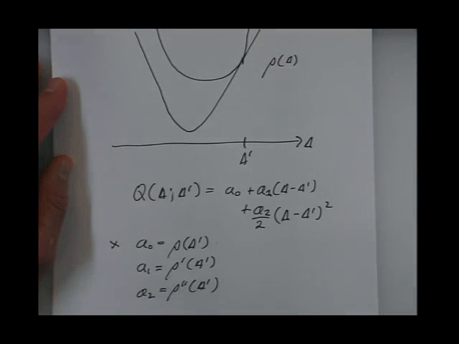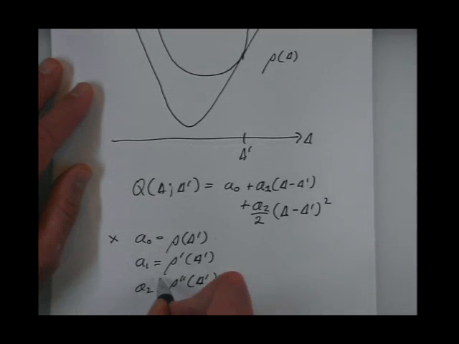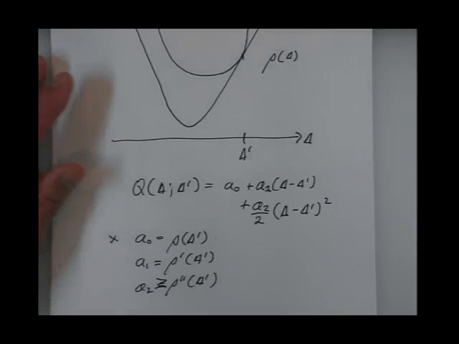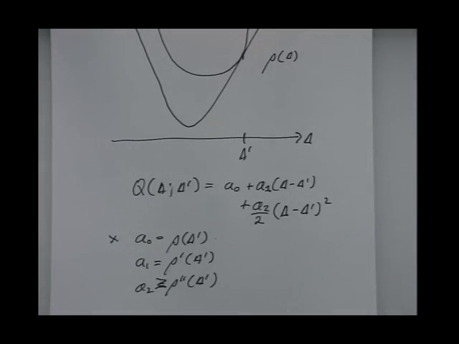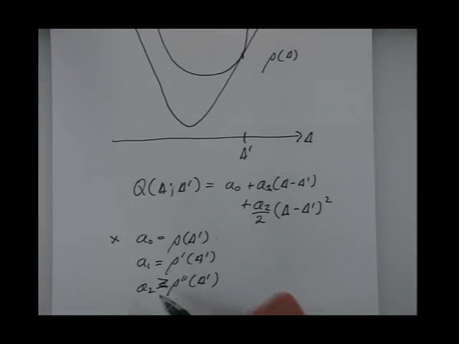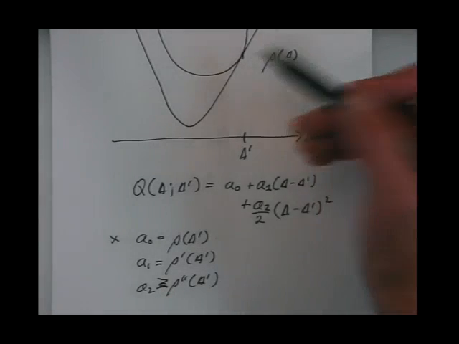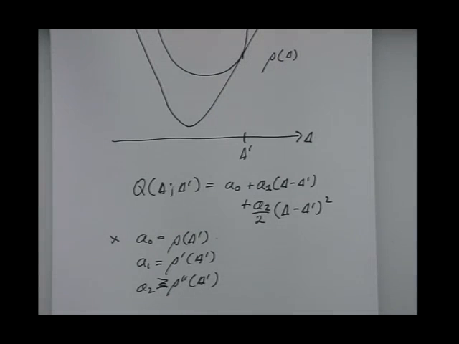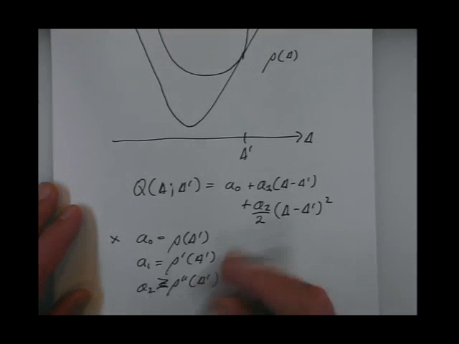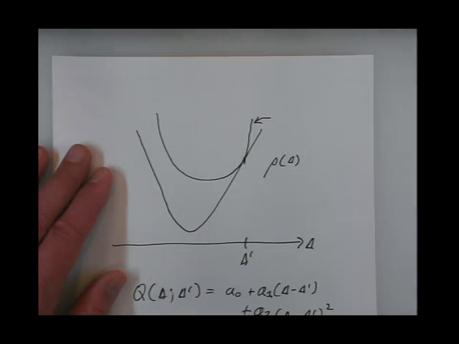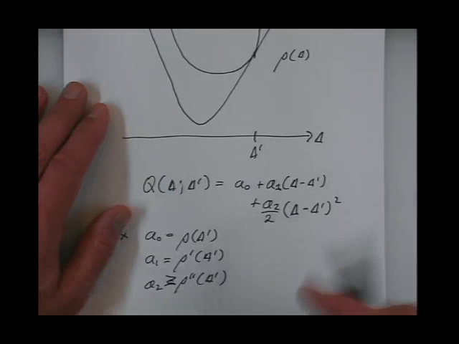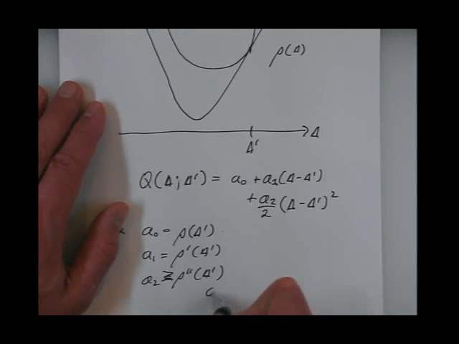Or, no, actually that's a lie. It's going to have to be greater than or equal to rho double prime at delta prime. It doesn't have to be equal. I don't have to match the second derivative, I just have to be greater than it. Actually, that's a necessary condition, but in fact it's not sufficient, because what I really have to do is pick A2 to be large enough that I'm sure I upper bound it. In fact, what I'm really going to have to do is this. I'm going to have to pick A2.